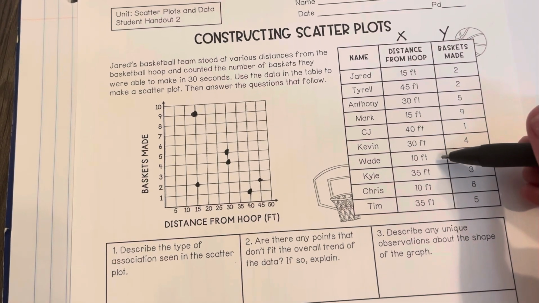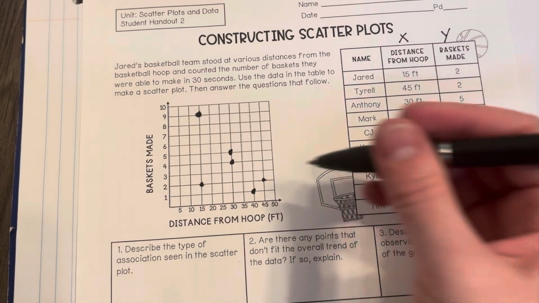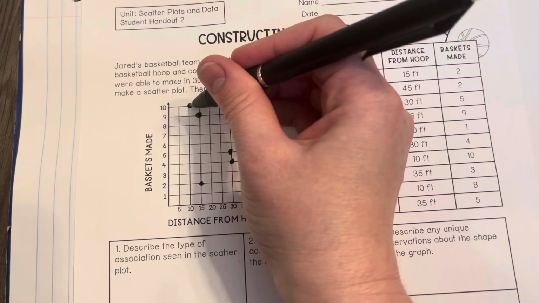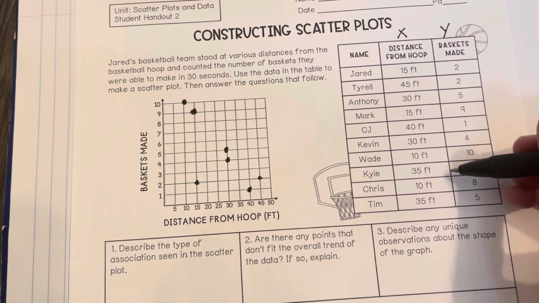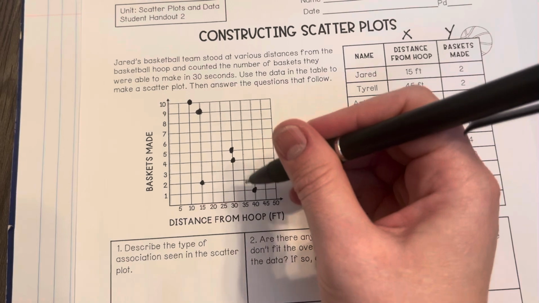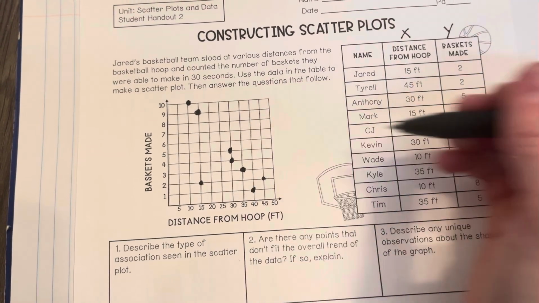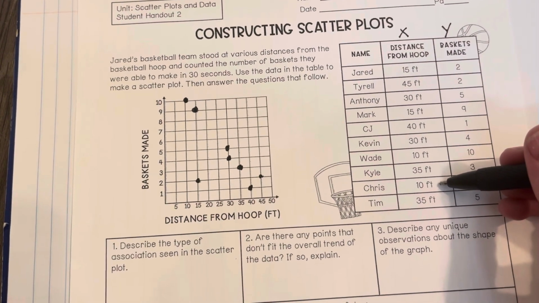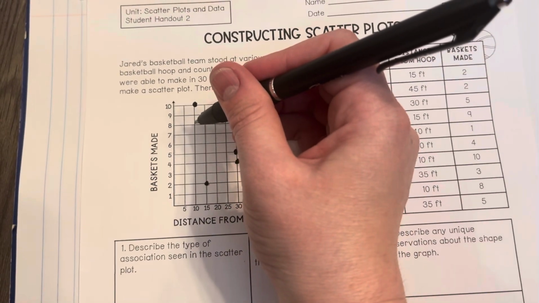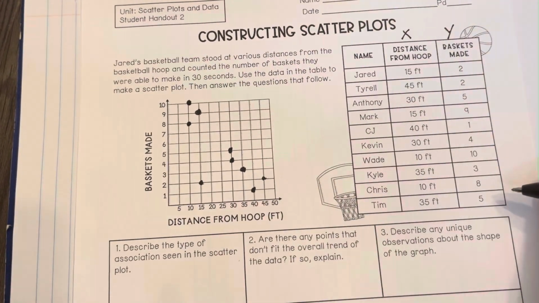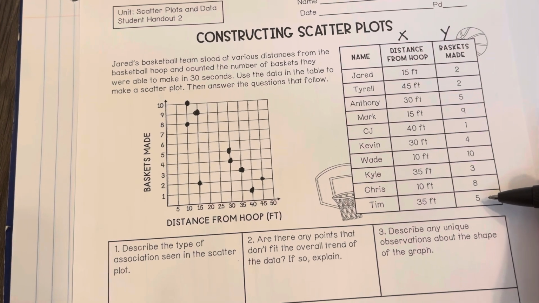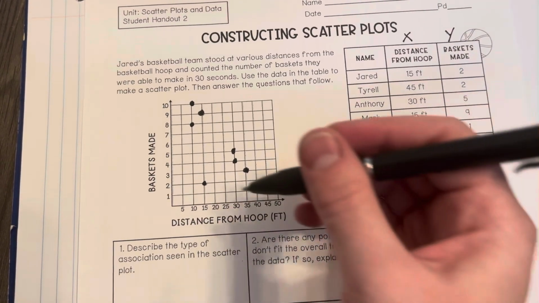The next person was 10 feet away and made 10 baskets. The next person was 35 feet away and made 3 baskets. The next person was 10 feet away and made 8 baskets. And the last person was 35 feet away and made 5 baskets.